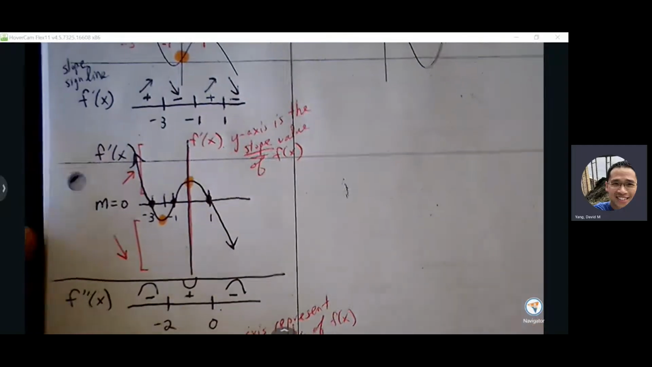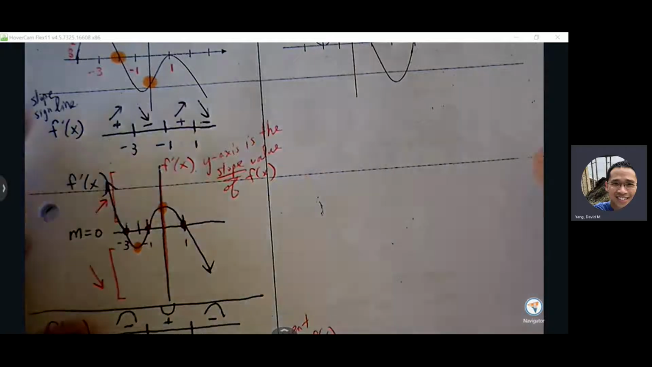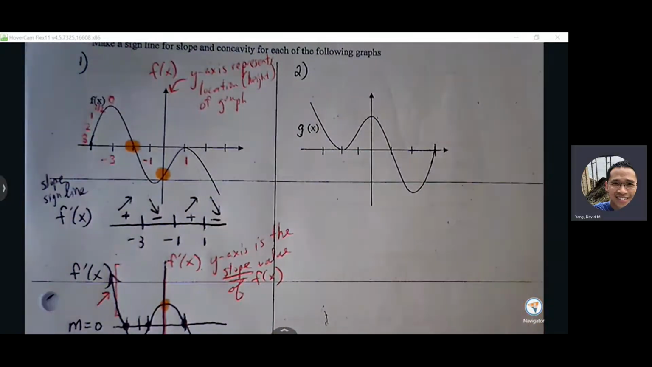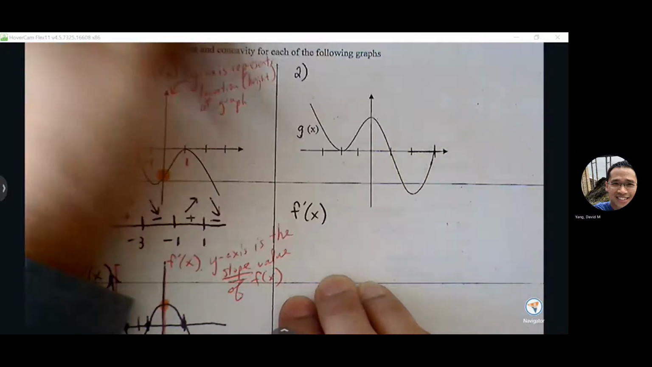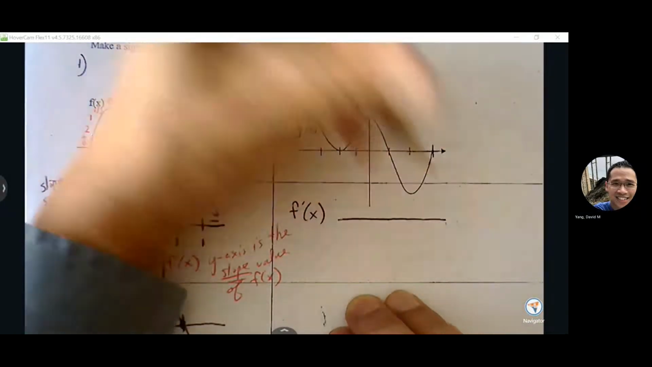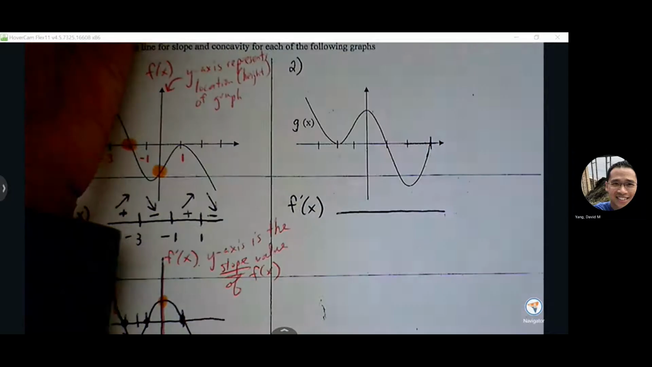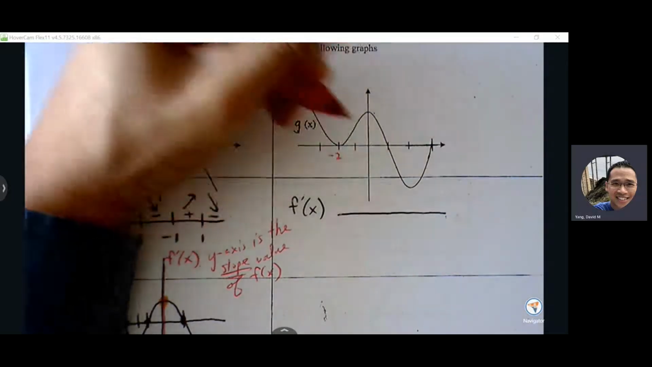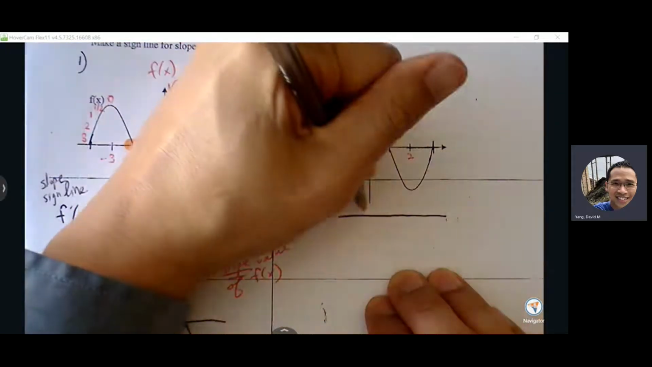So let's look at example 2. Same process. We're going to create our slope sign line, and we're going to pick out the peaks and valleys and put them onto our slope sign line. So where do you find the peaks and valleys in terms of the x values on the original graph? -2, where else? 0 and 2. So we're going to put those onto our slope sign line.